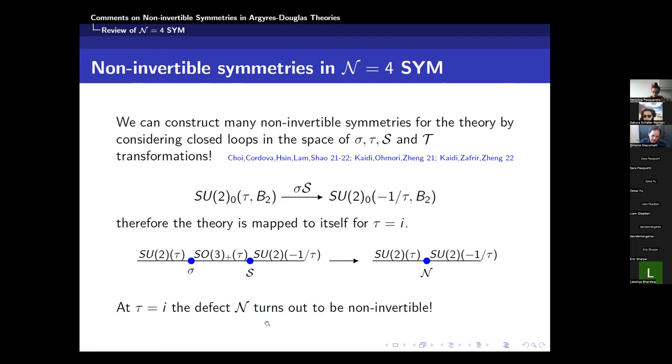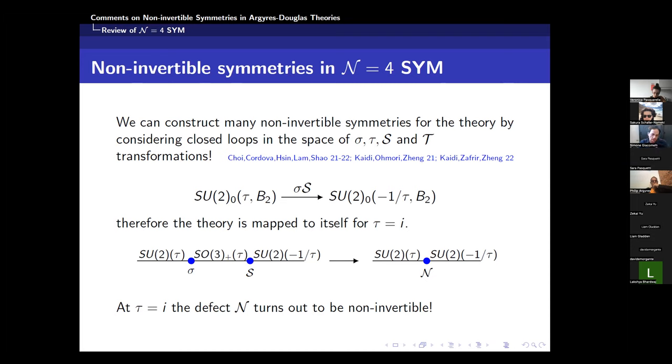It can be checked from the fusion rules that this defect N is non-invertible, and this is the main ingredient for constructing our non-invertible symmetry. Now, in this discussion, what we used is the duality group of an N=4 theory, which is SL(2,Z), the presence of the one-form symmetry and the mixed anomaly between them. So all theories with these properties will have the same structure. So this discussion will apply also to them.